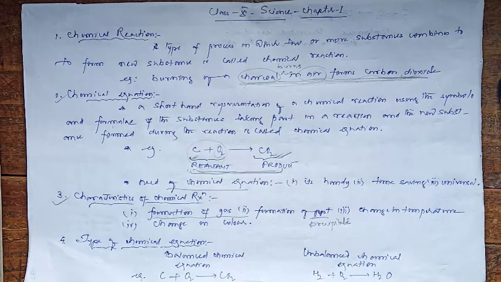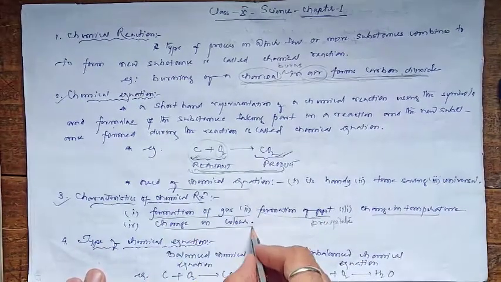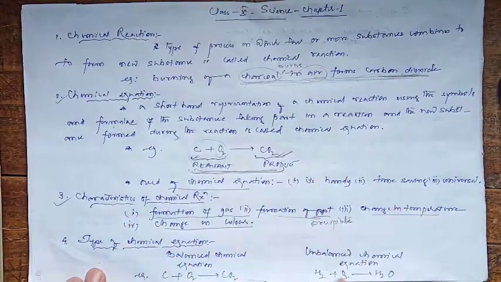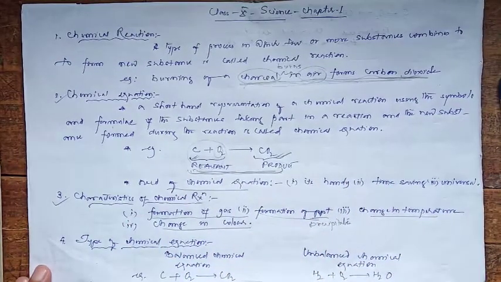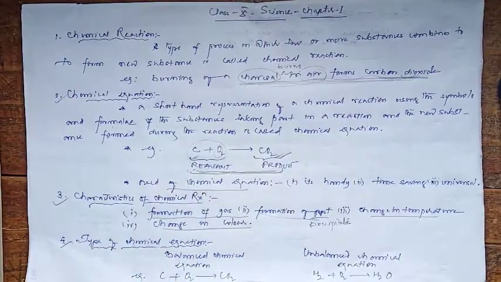So what are those characteristics? It's the formation of a gas, formation of a precipitate, change in temperature, change in color. If we can see any one of these four characteristics in any process, we can say the given process is a chemical reaction. That's how we can identify chemical reactions. So that's all about this topic. Now let's move on to another one.